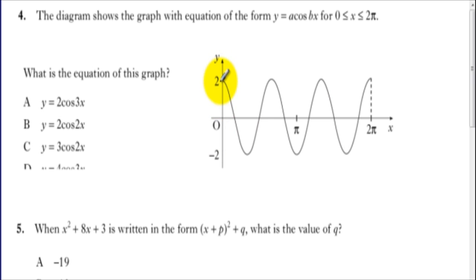The maximum value is 2, the minimum is -2. This tells us that A is 2. Now if we look at the period, this graph is repeated once, twice, 3 times in the space of 2 pi, and this tells us that the value of B must be 3. So the graph we're looking for is y equals 2 cos 3x, so the answer is A.